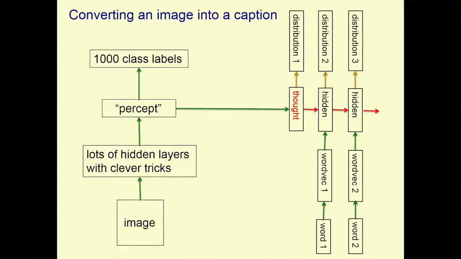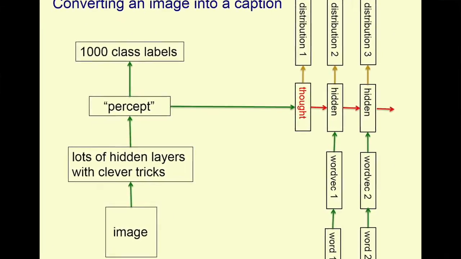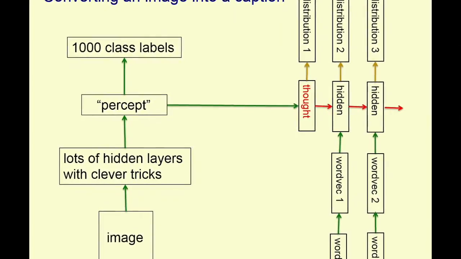So I'm going to finish by showing that you can put those two bits of work together. You can take the feed-forward neural network that recognizes objects and images, and you can feed the decoder network. Instead of feeding it with the thought that comes from an English sentence, you feed it with the thought or the percept that comes from looking at an image. So you look at the image, you do lots of clever early layers with clever tricks called convolutional neural nets, which I haven't explained, that just before you get to the class labels, you just declare the activity in that last layer to be a percept.